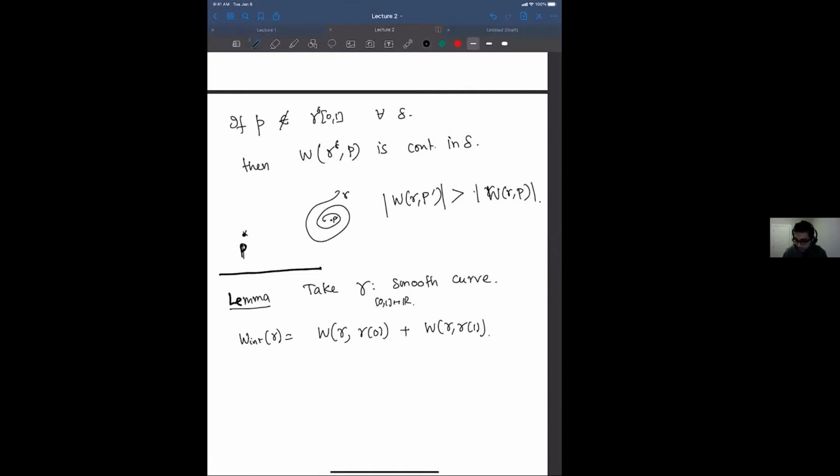Okay, so I said that P needs to be outside the curve, but one can also make sense of this. One can define, for example, the winding of gamma around gamma 1 to be just the limit as t goes to 1 minus of the winding of gamma seen from gamma t. Sorry, winding of gamma t, arg of gamma t minus gamma 1.